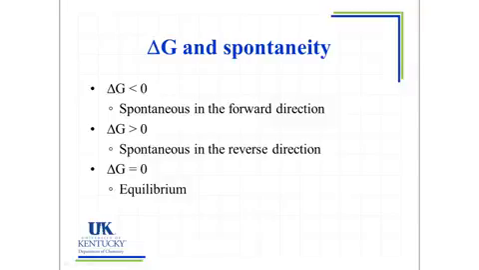So what does delta G tell us? Well, if delta G is less than 0, we have a reaction that's spontaneous in the forward direction. If it's greater than 0, it's spontaneous in the reverse direction, or non-spontaneous in the forward direction. And if we have a delta G value equal to 0, then we know we have a system at equilibrium, because it's neither spontaneous or non-spontaneous in either direction.